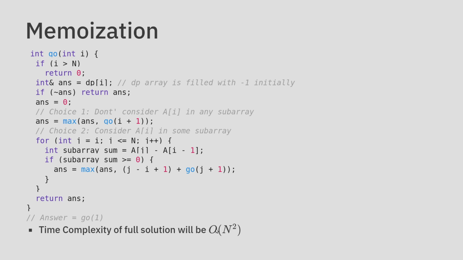So the full time complexity of the approach that we implemented will be O of n square, because the number of values that index I as a state can take is up to n, and for each state there are n iterations, so the overall time complexity will be O of n square.